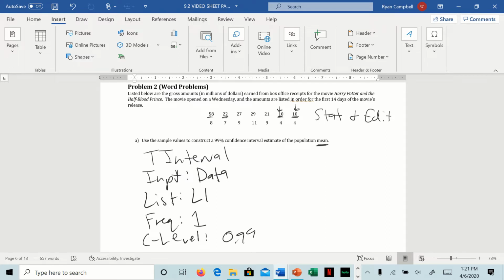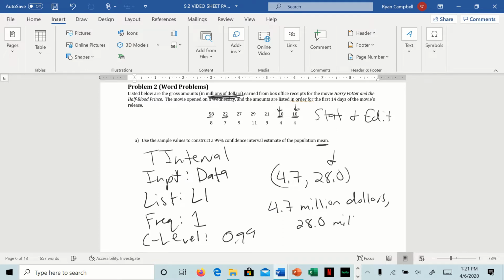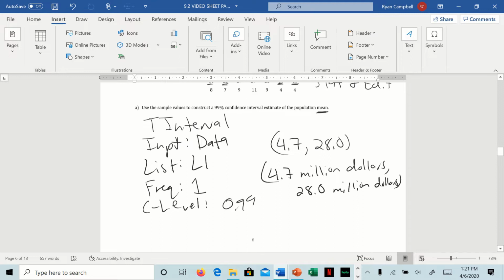So when we plug it into our calculator, it's going to spit out 4.7 and 28.0. But what do these numbers mean? It's fine that our calculator can spit this out, but we need to know what it's talking about. So it's millions of dollars: $4.7 million, comma, $28.0 million. That's another way we could write it, a little more exact, so we actually know what we're talking about.